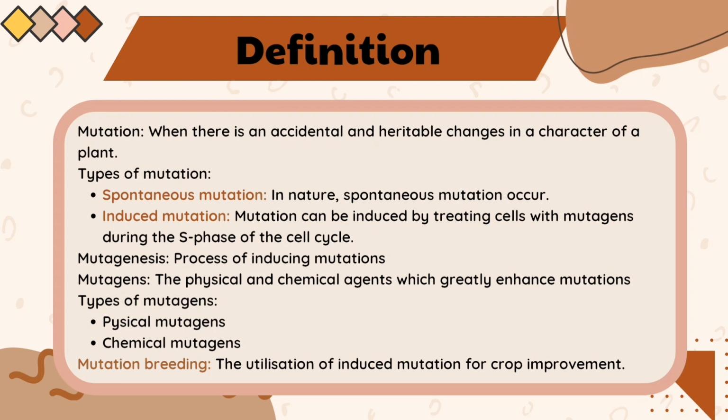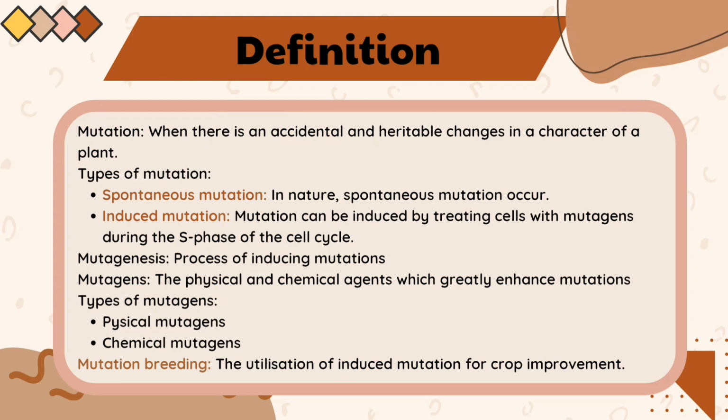So, what is mutation? Mutation is an accidental and heritable change in the character of a plant. There are two types of mutation: spontaneous mutation, which occurs in nature, and induced mutation, which is mutation induced by treating cells with mutagens during the S phase of the cell cycle. Mutagenesis is a process of inducing mutations.